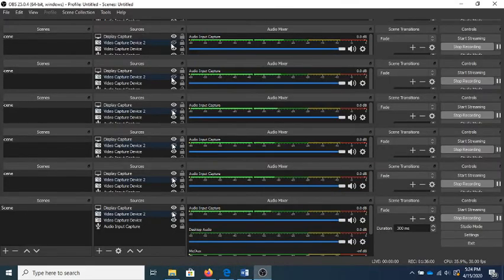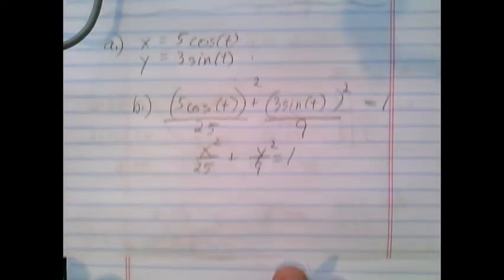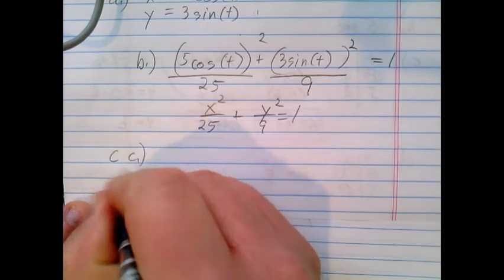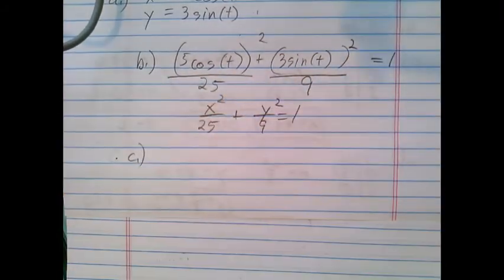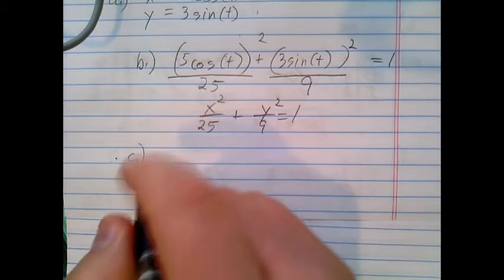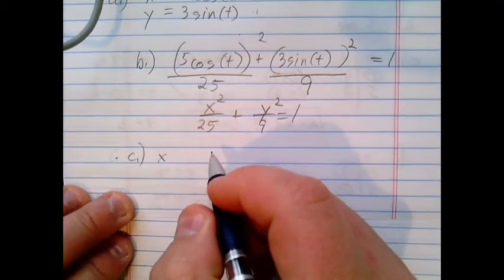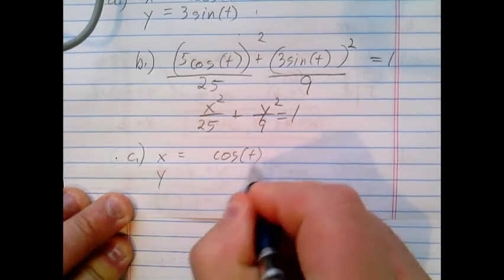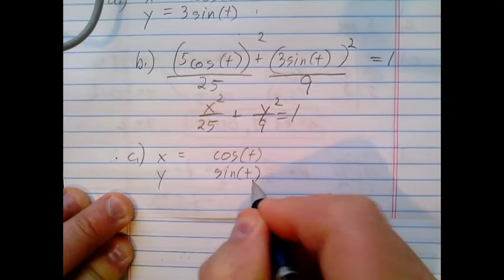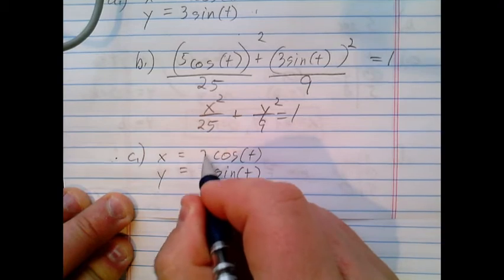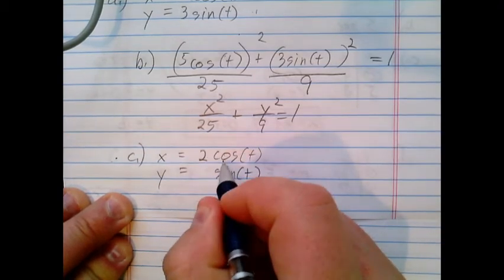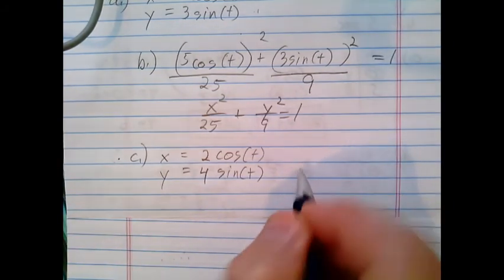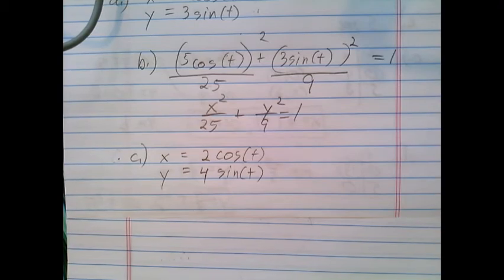Okie dokie. So, to build my parametric equations, that is what it asked for, right? Parametric equations? Yes. Since an ellipse is just a distorted circle, I'm still going to start with cosine for the x and sine for the y. But I want my horizontal radius to be 2, so I'll put a 2 as a multiplier on the cosine. I want my vertical radius to be 4, so I'll put a 4 as a multiplier on the sine.